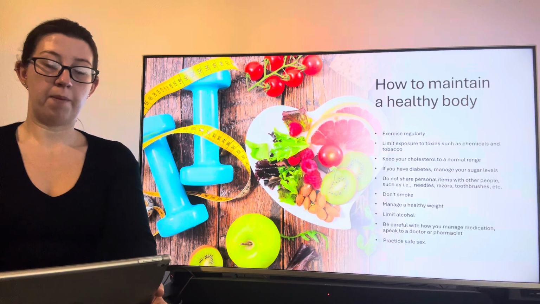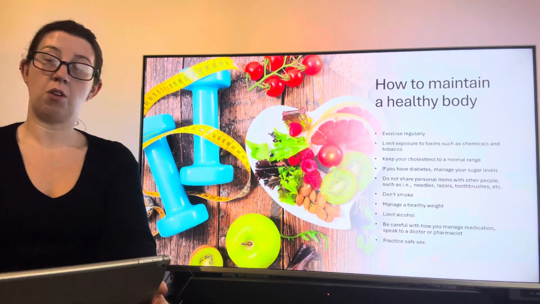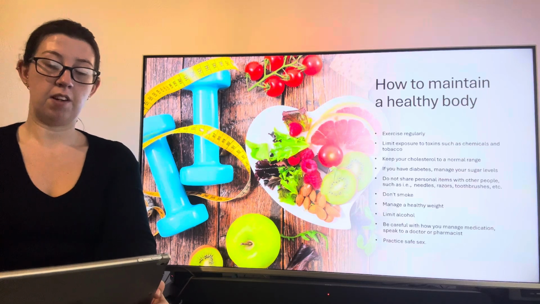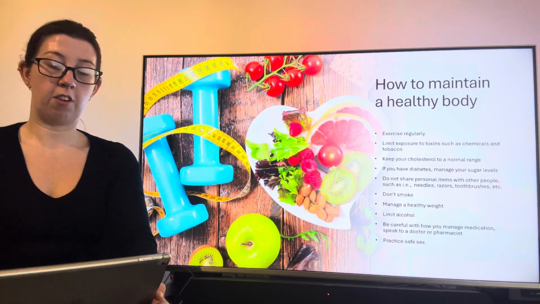Do not share personal items with other people, such as needles, razors, toothbrushes, etc. Don't smoke. Manage a healthy weight. Limit your alcohol. Be careful with how you manage medication. Speak to a doctor or pharmacist, and also practice safe sex.